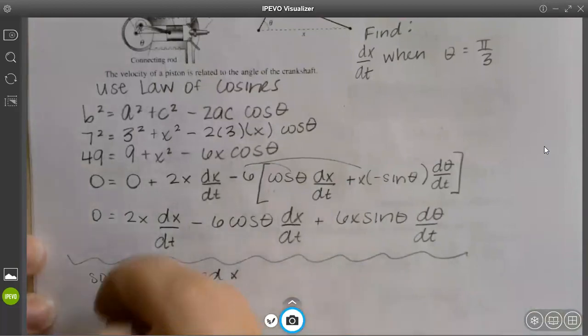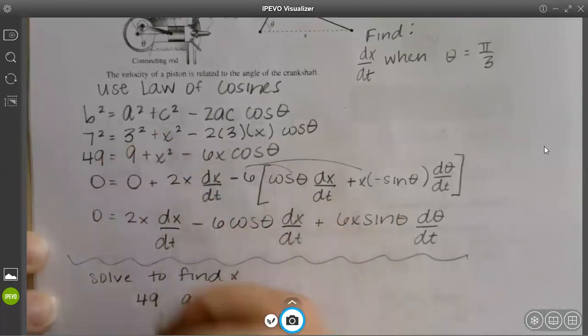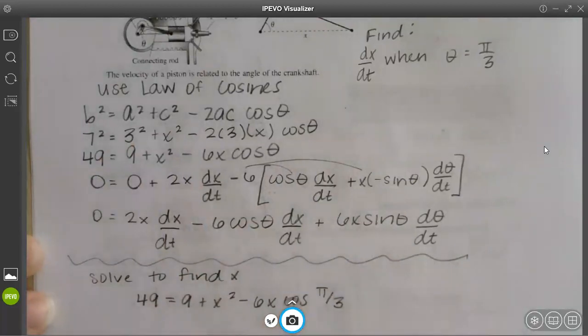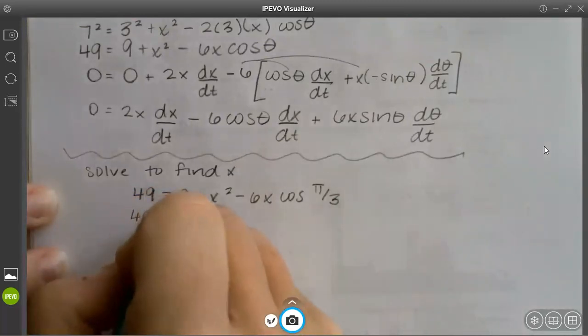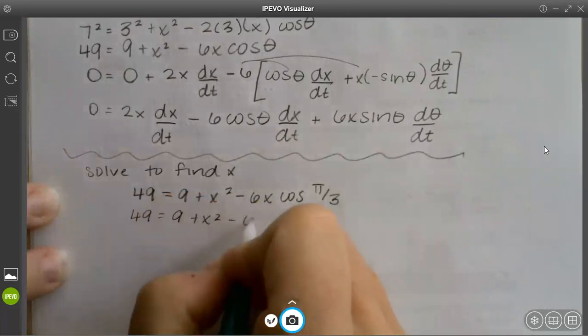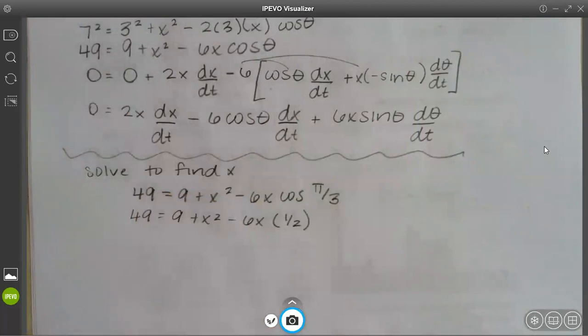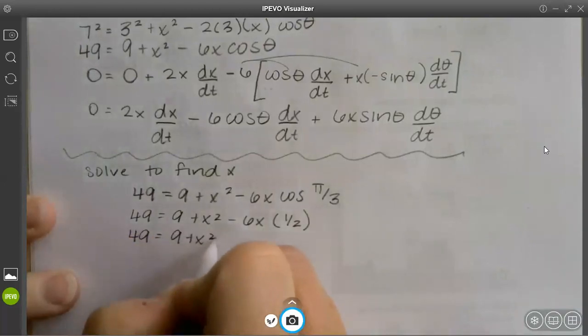Before I plug in, 49 equals 9 plus x squared minus 6x cosine theta, which was pi over 3. Cosine pi over 3 is 1/2. You can put that in your calculator and it'll bring it up. Make sure it's in radian mode though. Remember I told you pre-cal we're switching back and forth, so they may have it in degree mode. Right. Half of 6x is 3x.